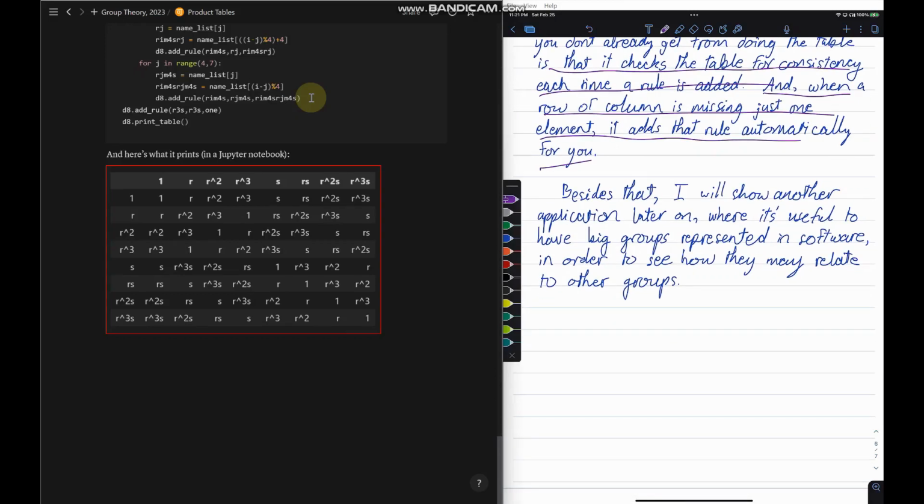In fact, besides just making and showing the product table, it'll also be helpful later on, where it will be useful to have software representations of large groups, which this can in principle do. And that'll eventually help us to see how certain groups relate to each other. In particular, I'll be using this when I want to demonstrate certain homomorphisms. But anyway, that's for later.